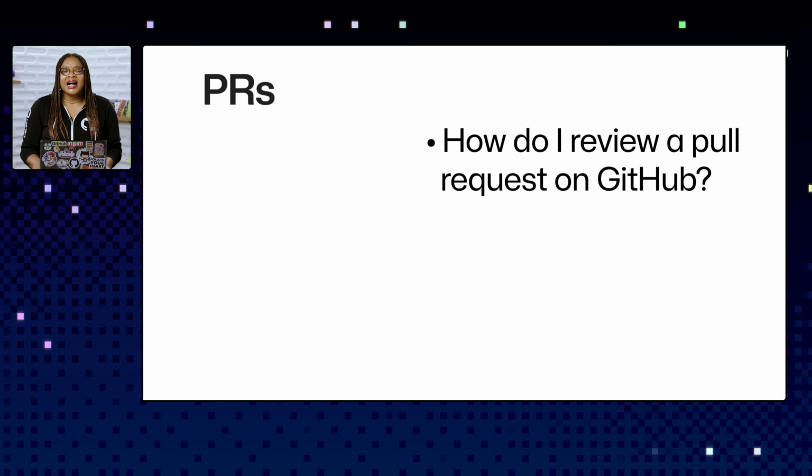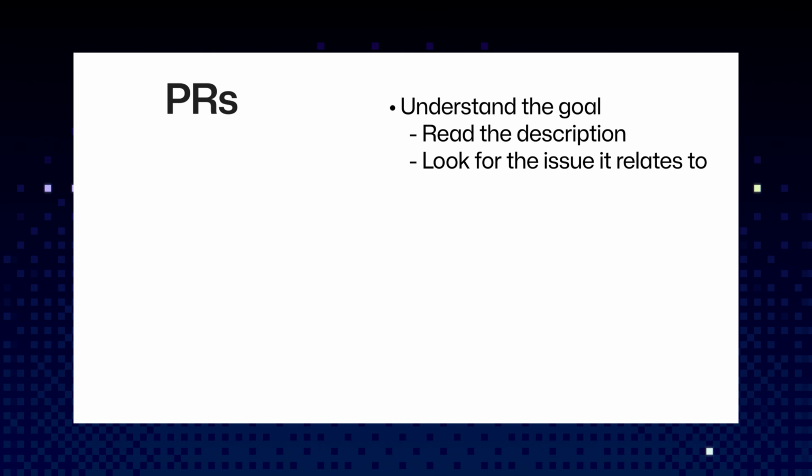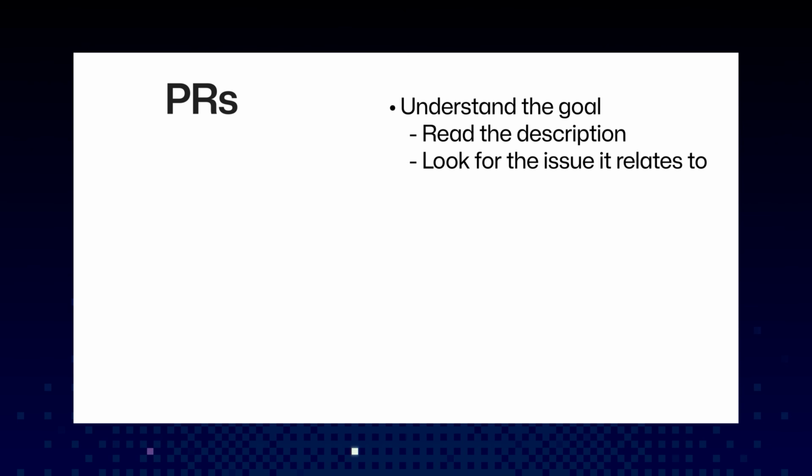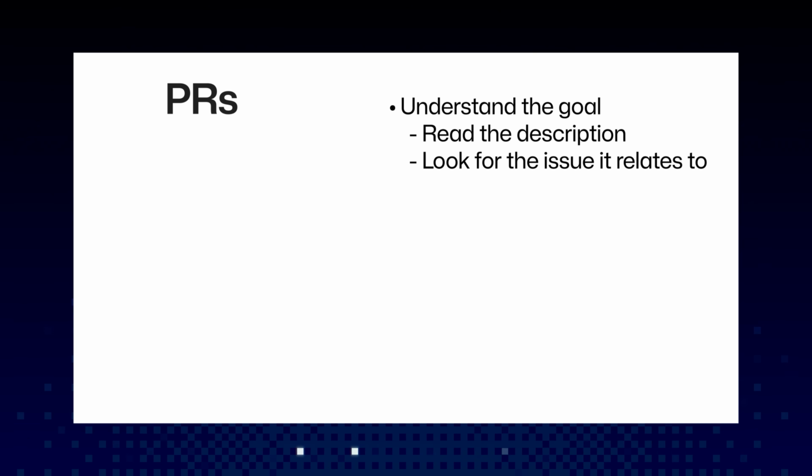Hey Glenda, how do I review a pull request on GitHub? A pull request, or a PR, is a place to share code and talk about changes. Here are 3 helpful practices when reviewing a PR. First, start by understanding the goal of the PR. Open the pull request and read the description. Look for the issue it relates to, any screenshots or notes from the author. Knowing the purpose helps you understand why the changes exist and what you're looking for.